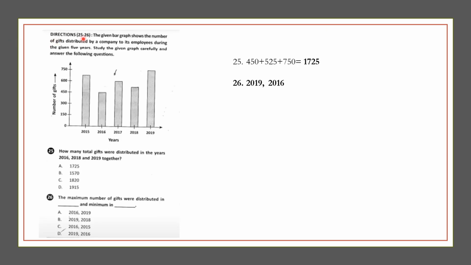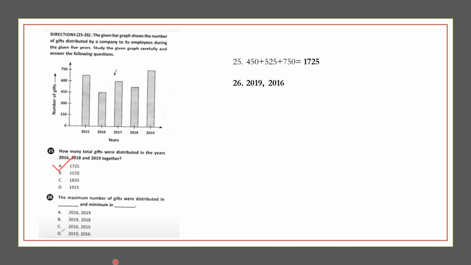Directions for question number 25 and 26. The given bar graph shows the number of gifts distributed by a company to its employees during the given 5 years. Study the given graph carefully and answer the following questions. Question number 25. How many total gifts were distributed in the years 2016, 18 and 19 together? 2016 is 450. 2018 is in between 450 and 600, so it should be 525. Now 2019 is 750. Let's add all three, we will get 1725, which is option A.